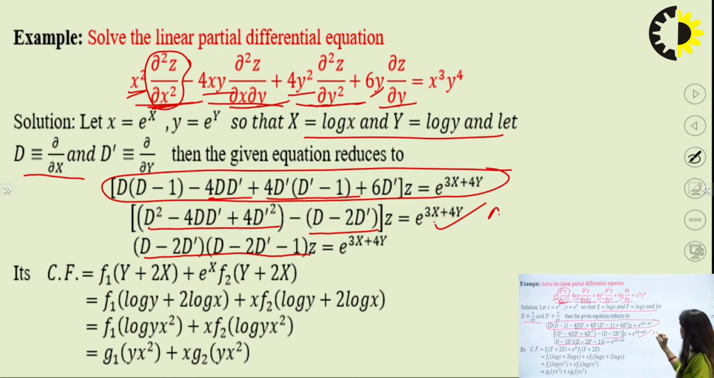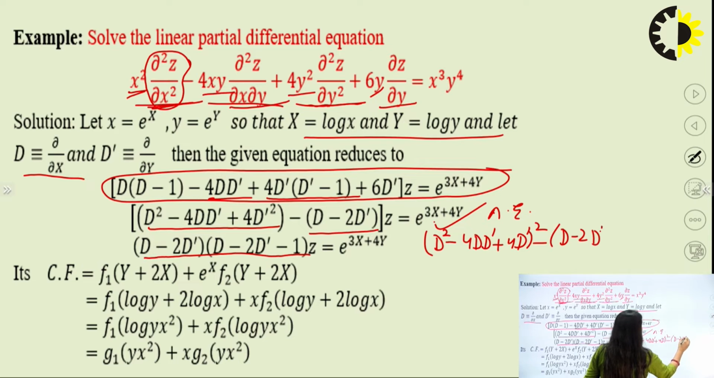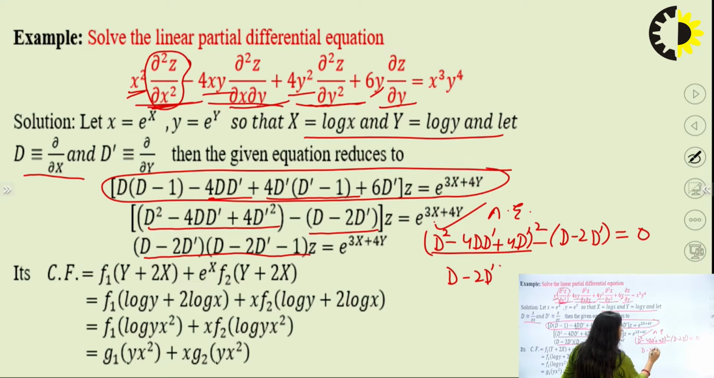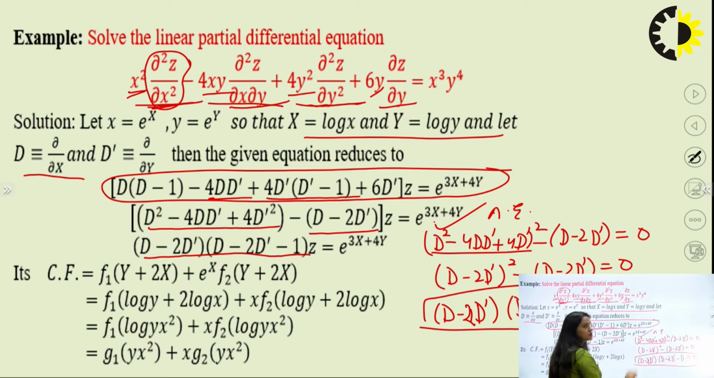Now we can find its auxiliary equation very easily. Its auxiliary equation will be D² - 4DD' + 4D'² - D - 2D' is equal to 0. Now we know that this factor is (D-2D')² - (D-2D') is equal to 0. On solving, we get (D-2D')(D-2D'-1) is equal to 0. So this is the auxiliary equation which we have, and we got the two factors.